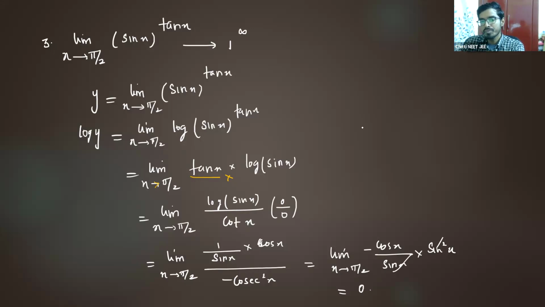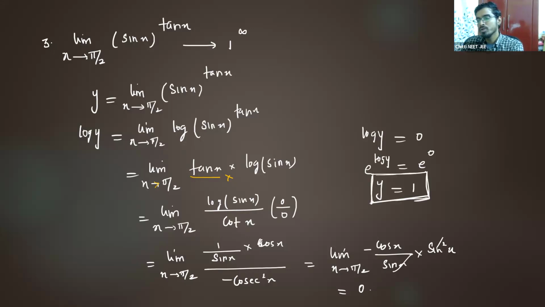When after the limit it is 0. So log y is 0. So you take e on both sides. So e power log y is e power 0. So y is equal to 1. E power 0 is 1, right? Any non-zero number, whole power 0 is 1. So y is equal to 1 is the required limit for this function. Okay.